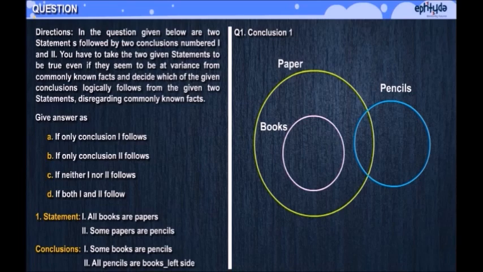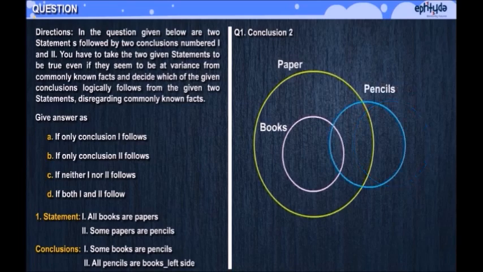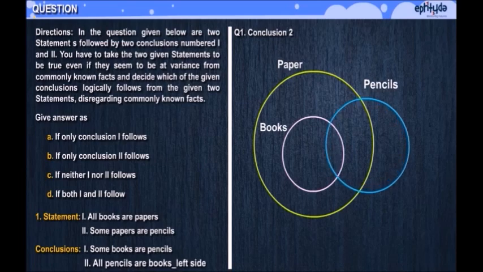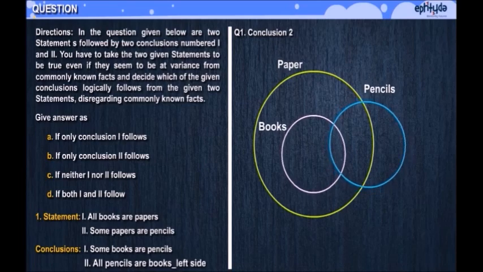Now let's apply the same approach on conclusion 2. Step 1. Counter of conclusion all pencils are books is some pencils are not books. Step 2. Use premise 1 to draw a simple diagram. Step 3. Use premise 2 on step 2 to prove the counter, that is, some pencils are not books. Since we can prove the counter of this conclusion, even this conclusion is invalid, our answer is therefore D.